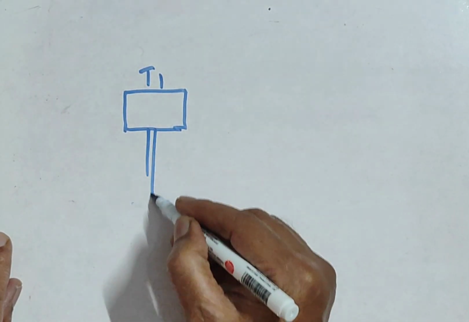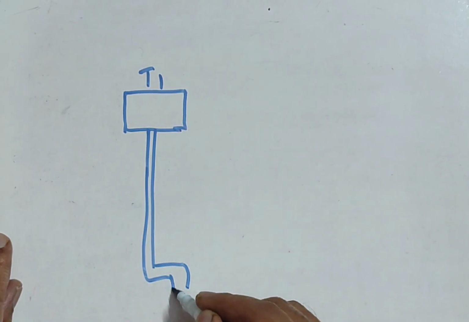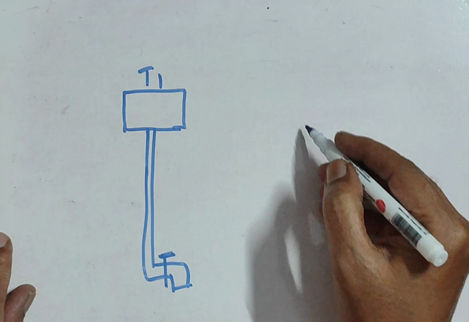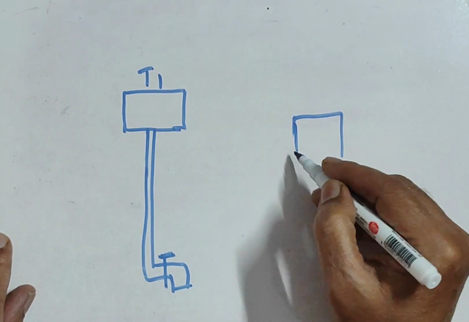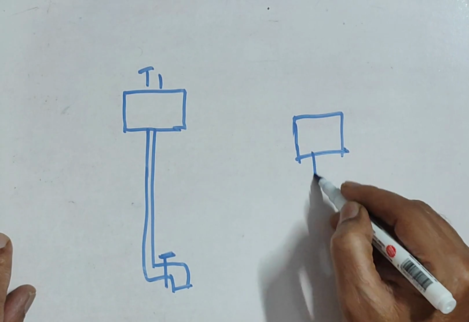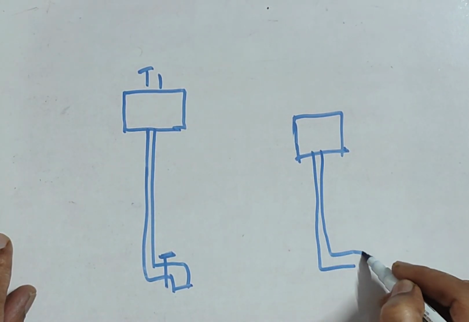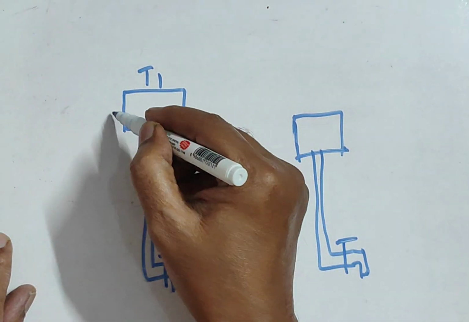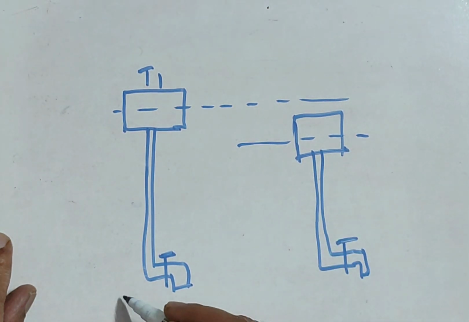Let us consider two simple tanks, T1 and T2, at different heights. This is T1 at a higher level. Now I'll write T2, at a slightly lower level. They have the same volume, and the same kind of taps attached with the same kind of pipes.